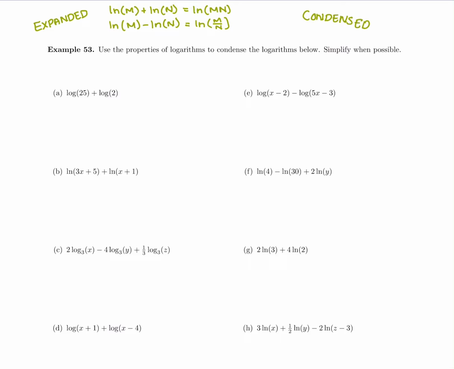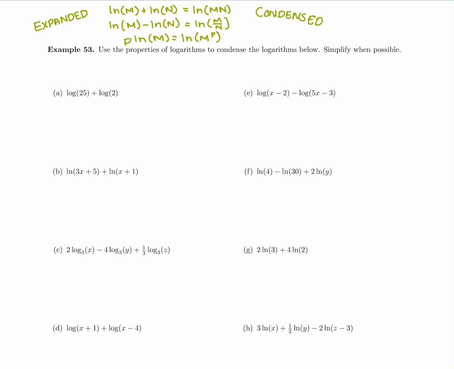And then lastly, if you have something multiplied out front, p times ln of m, you're going to bring that inside as being a power. So there's our three expanded forms that we should be able to change to a condensed form. So let's look at some examples of this.